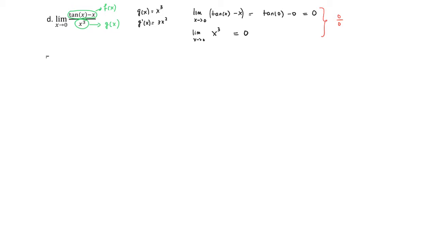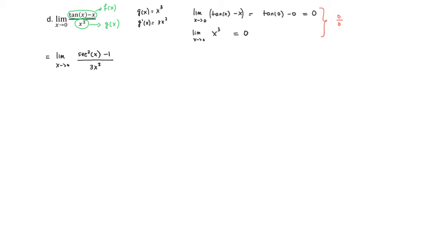I'm going to start by differentiating the numerator. The derivative of tangent is secant squared x minus 1 divided by the derivative of the denominator, which is just 3x squared.